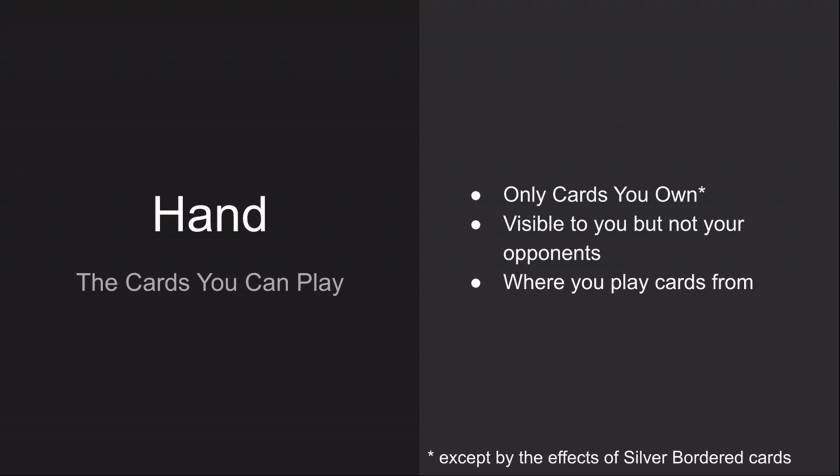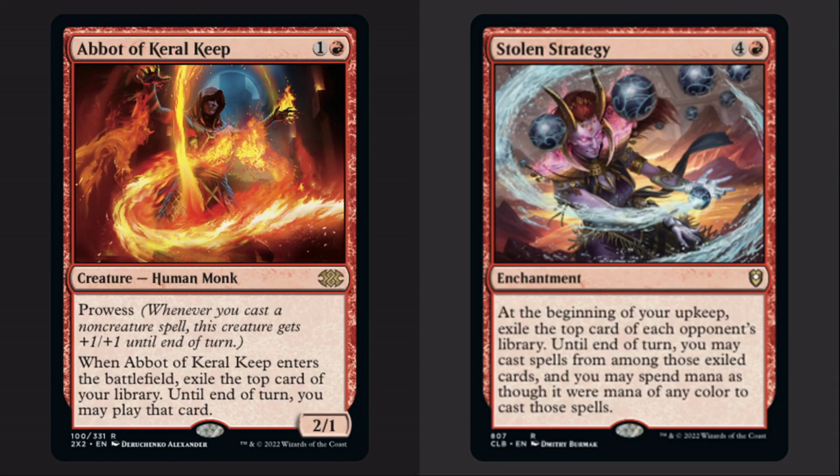If you have more than your maximum hand size of cards, typically 7, in your hand at the beginning of the cleanup step of the ending phase of your own turn, you will need to discard cards down to that number. Unless a card's effect says otherwise, you may only play cards from your hand. How you play cards depends on the card. You play lands by putting them from your hand onto the battlefield. You play spells by casting them and putting them onto the stack.